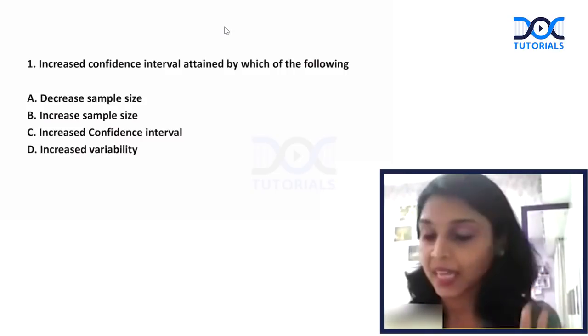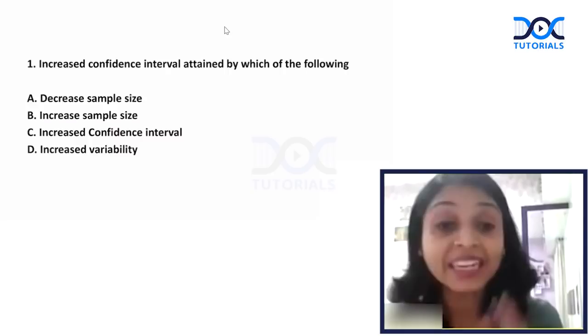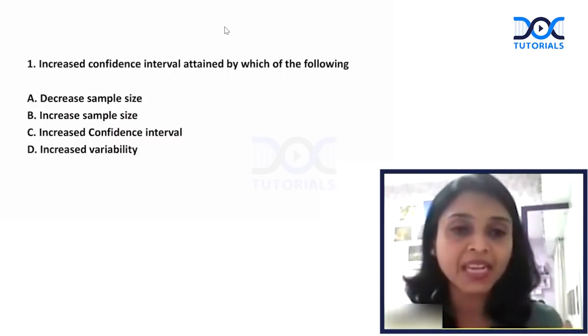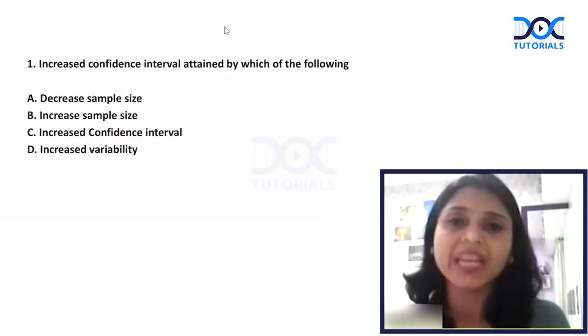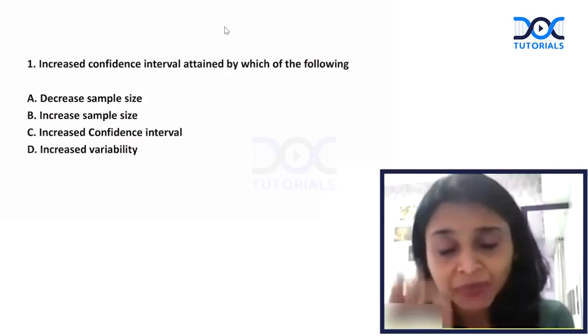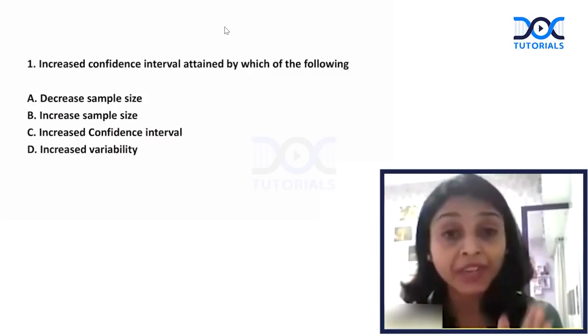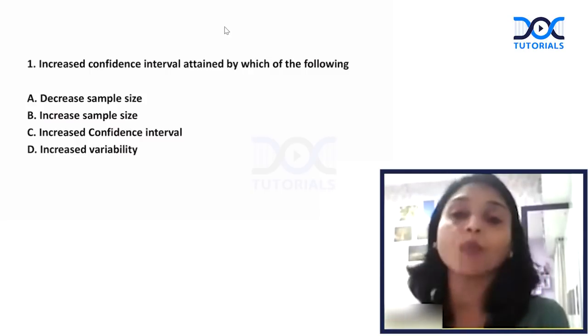So first, let's see. The options are decrease sample size, increase sample size, increase confidence interval, increase variability. Let me tell you, this is a repeated question. That is the first thing that you have to keep in mind. And every time the answer has been the same. So let's see what is the answer here.